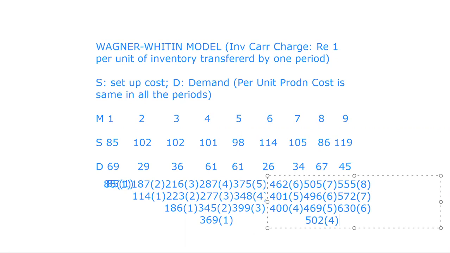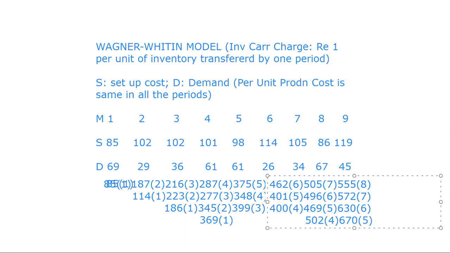The cost is how much? 670. Tell me the components so that people can very easily make out. 69 plus thrice of 469 plus thrice of 67, into 3. So that makes it how much? 670. And I'm producing it in period number 5.